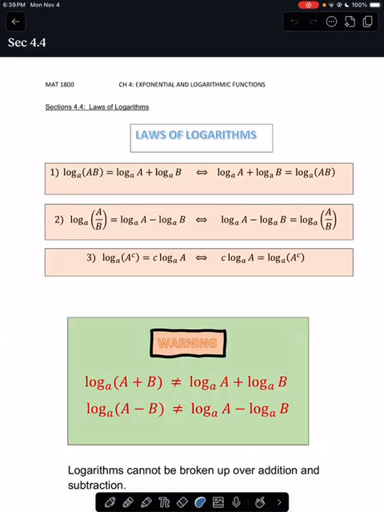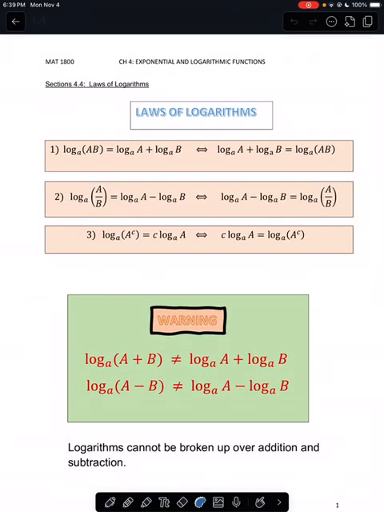Okay, we are now looking at section 4.4, and this is about laws of logarithms. Now, I already mentioned these laws in the previous video. So these are the product law, based on the product here, or you can call it a sum law. Different books call it different things.